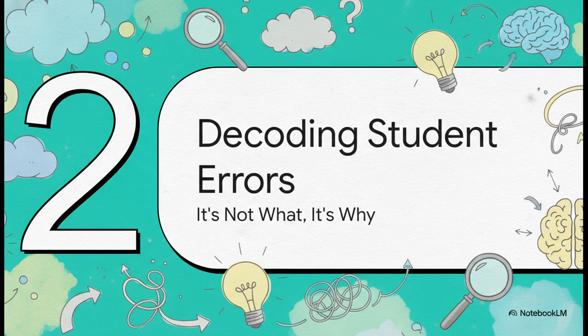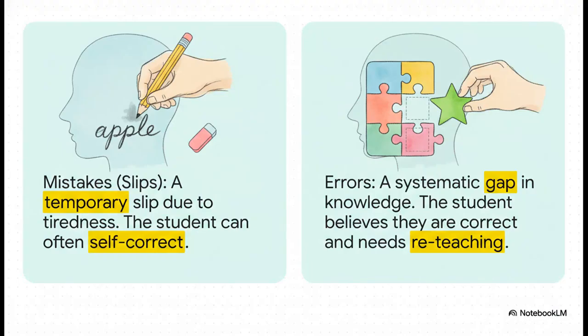Okay, so let's shift gears a bit. We've talked about the classroom environment. Now let's zoom right into a student's mind. The next huge mindset shift has to do with how we see wrong answers. Because the key isn't focusing on what a student gets wrong, it's all about figuring out why. And this is a super important distinction. You see, not all wrong answers are created equal.